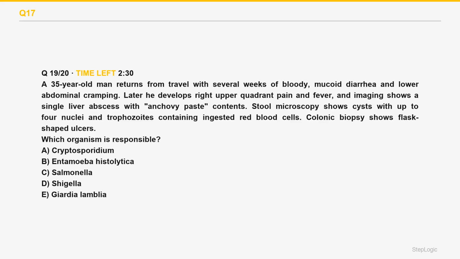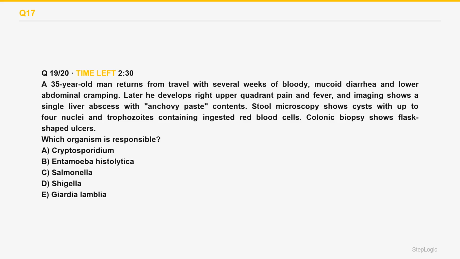Which organism is responsible? A 35-year-old man returns from travel with several weeks of bloody, mucoid diarrhea and lower abdominal cramping. Later, he develops right upper quadrant pain and fever, and imaging shows a single liver abscess with anchovy paste contents. Stool microscopy shows cysts with up to 4 nuclei and trophozoites containing ingested red blood cells. Colonic biopsy shows flask-shaped ulcers.